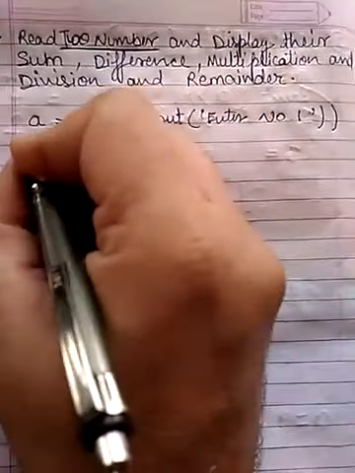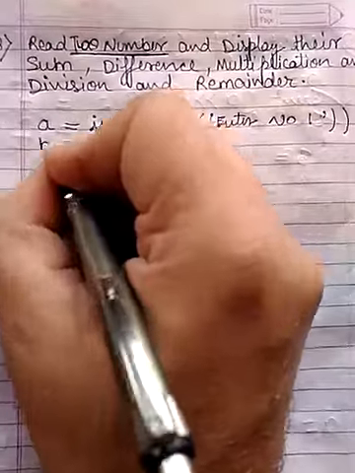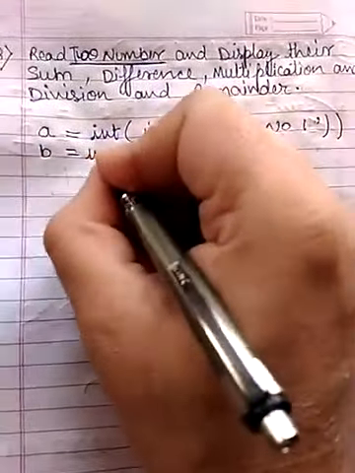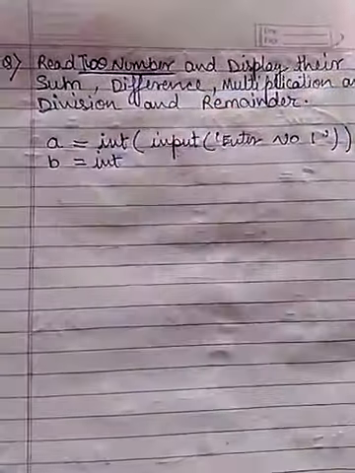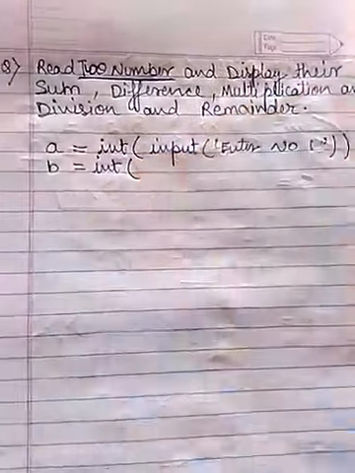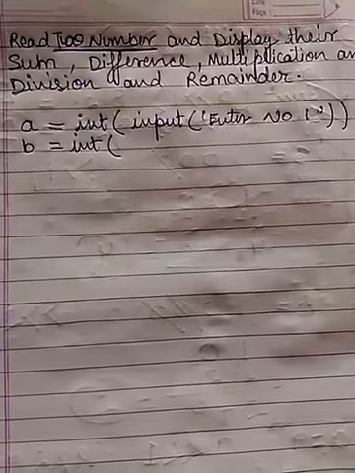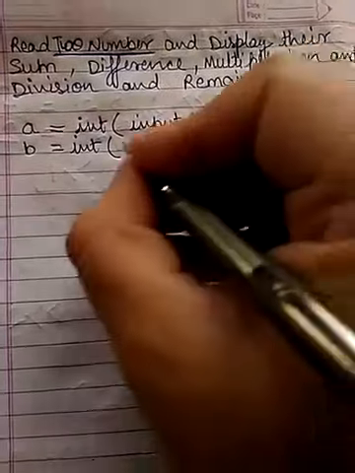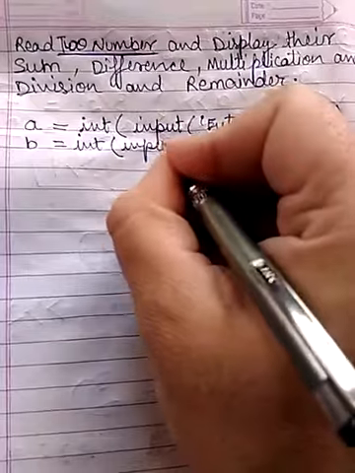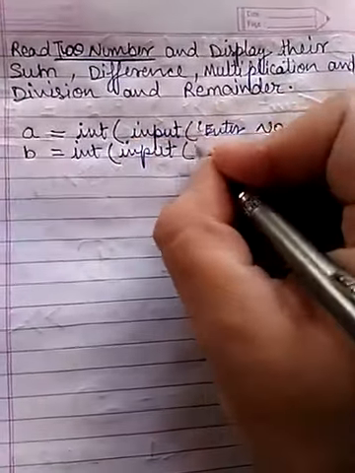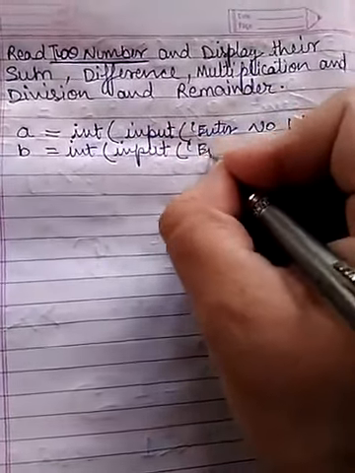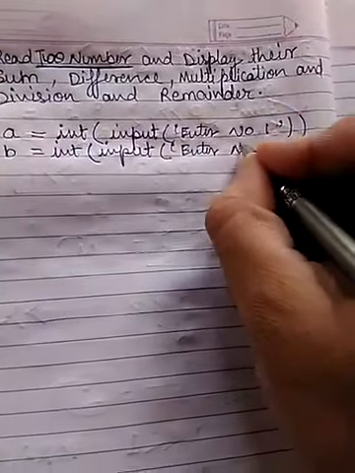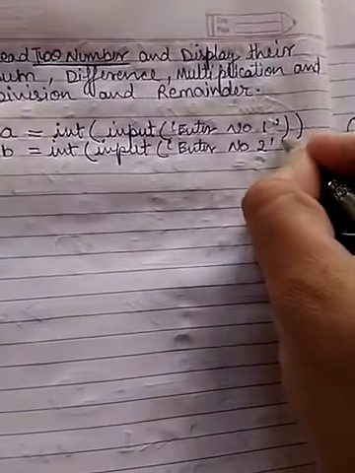In the same way, I am reading another number inside the variable b. I have to read the number in integer. That's why I am writing the int over here. Because always remember that Python reads everything in the form of string. If you want to change the string into integer, then you have to use the built-in function int. Again, input, the message which you want to prompt on the screen. Whatever message you write, this will print on the screen.